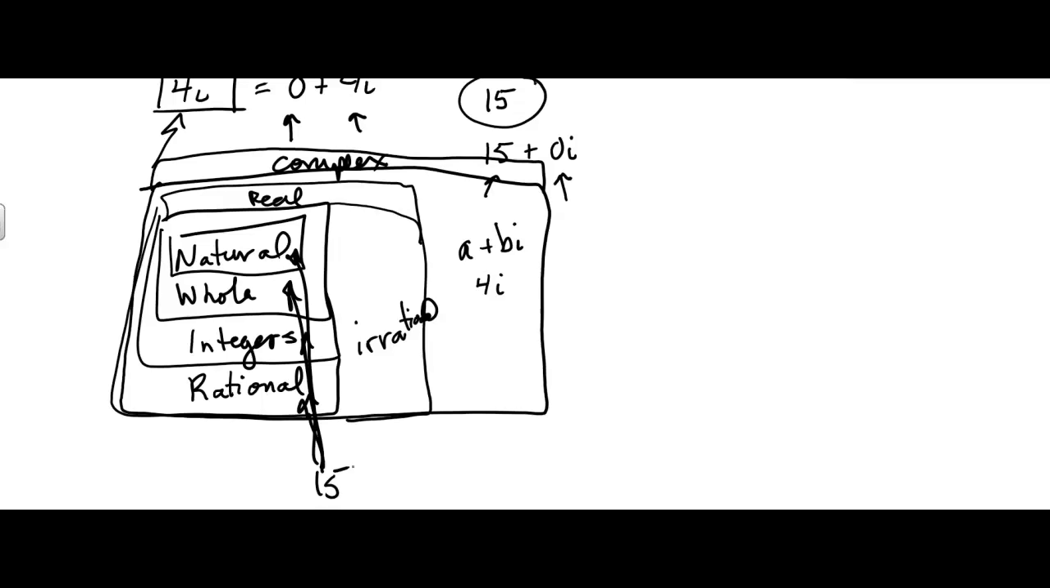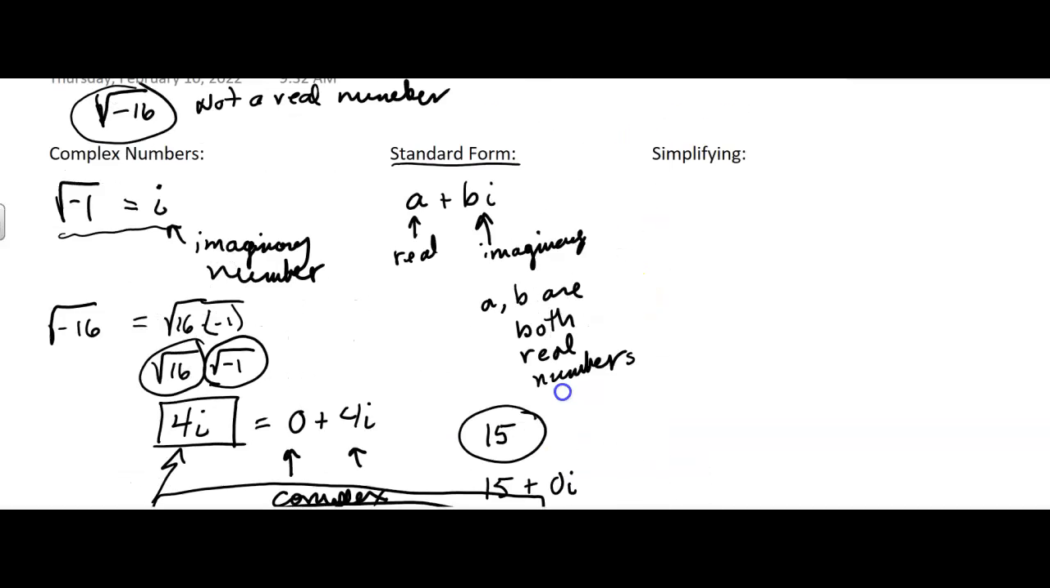When you don't have a real part, when a is 0, that's called a pure imaginary number. But you could have something like 2 plus 7i. That would be a complex number, okay? It has an imaginary part and it has a real part. Okay, so probably spent too much time on that.